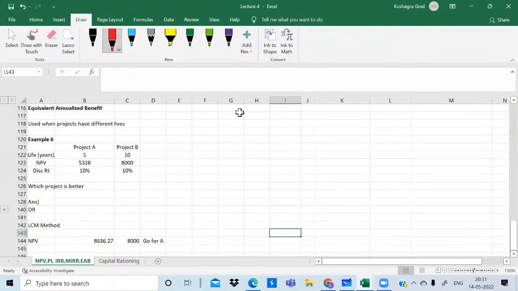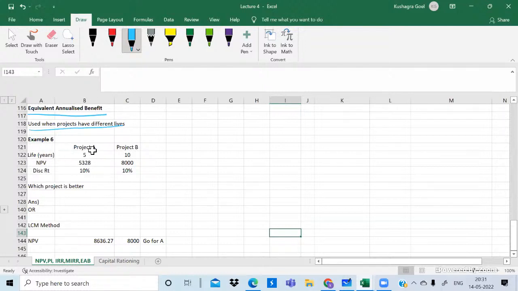Okay, so let's resume. Let's look at the concept of equivalent annualized benefit. So this is used when projects have different lives and you directly cannot take a decision on the basis of your NPVs. So let's take an example.